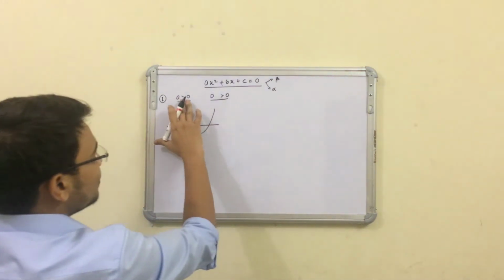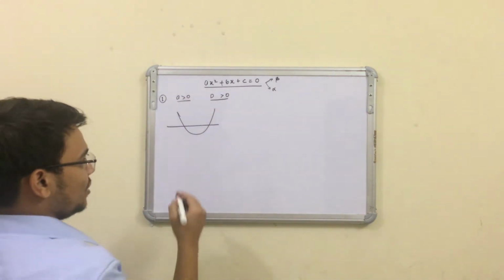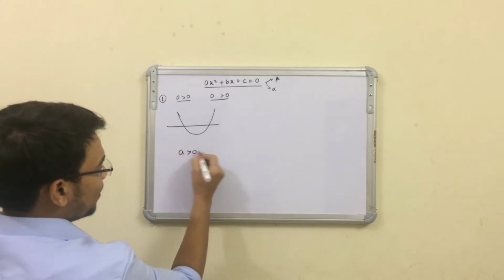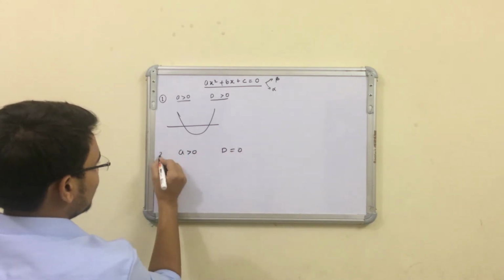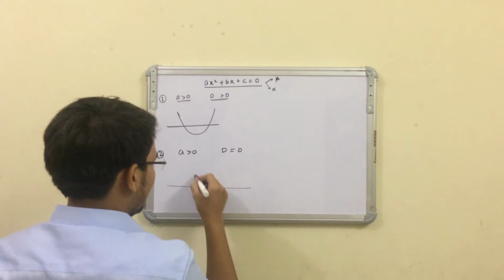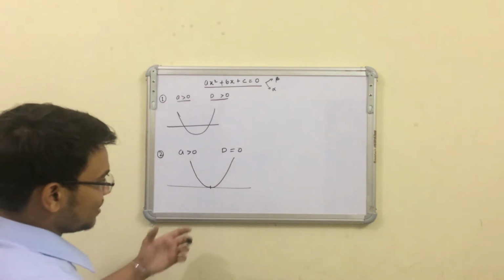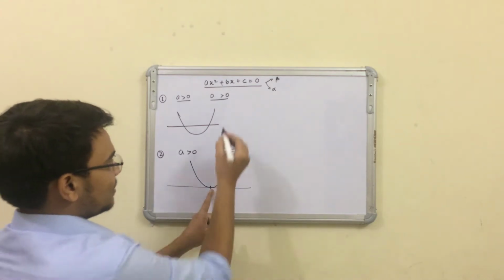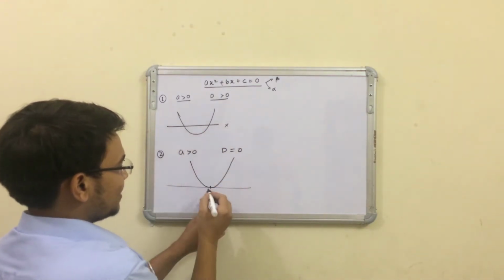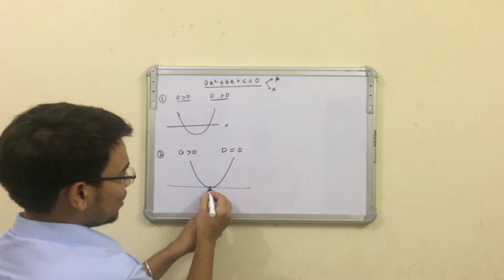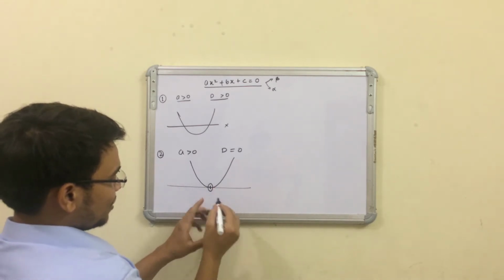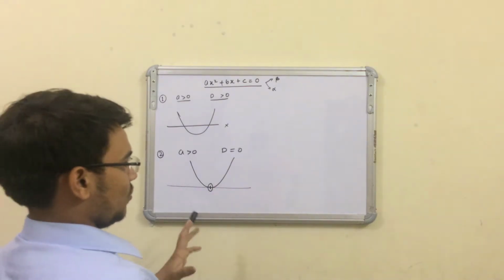If a is greater than 0 but D is equal to 0, then what happens? This is the second case. Then the graph would be like this. It means that the parabola touches the x-axis at one point, and both roots are equal. At one point it is touching the x-axis.